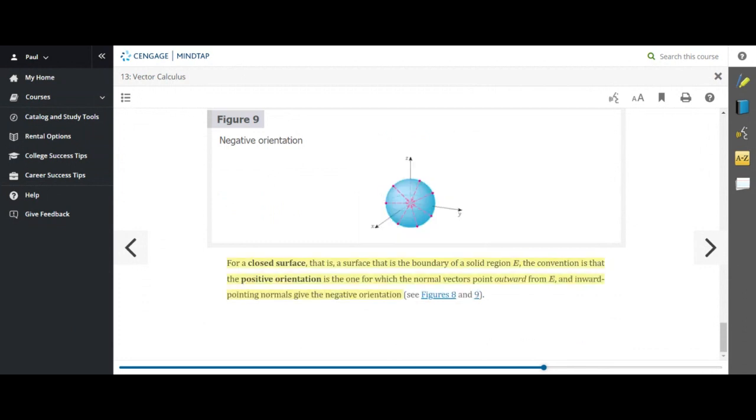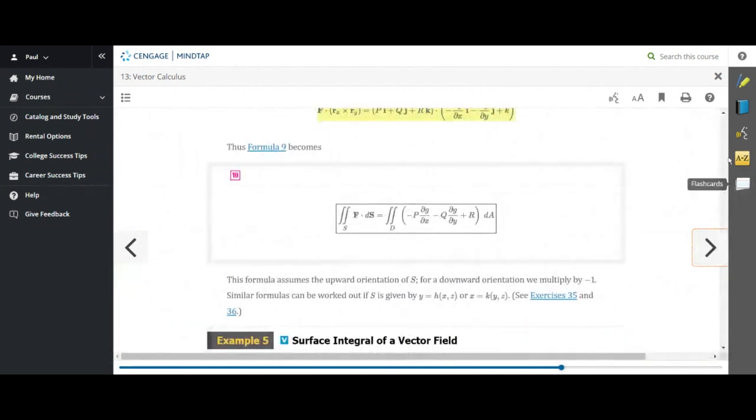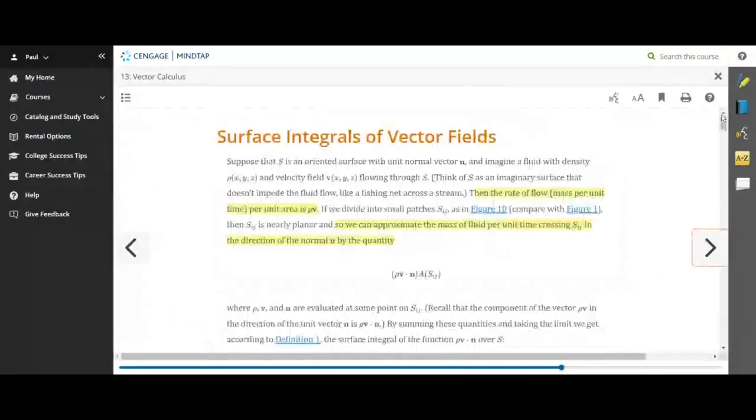For a closed surface, the convention is that the positive orientation is the one for which normal vectors point outward from the closed surface. And we just saw that in figures 8 and 9. Okay, now let's go to surface integrals of vector fields. So suppose that our surface S is an oriented surface with a unit normal vector, and imagine a fluid. I'm just reading from the top here.